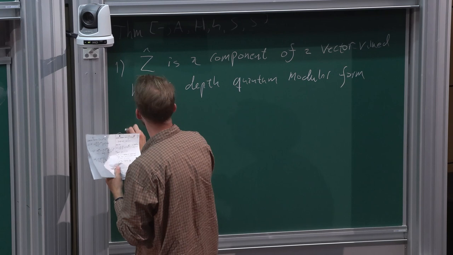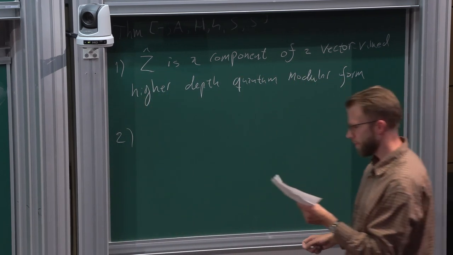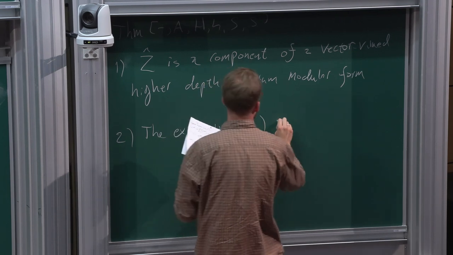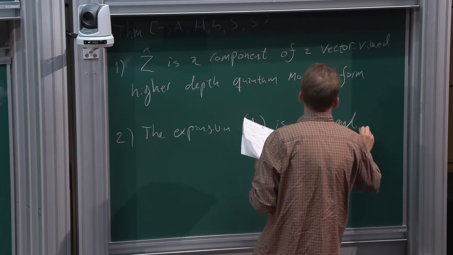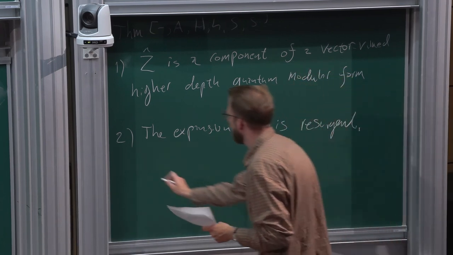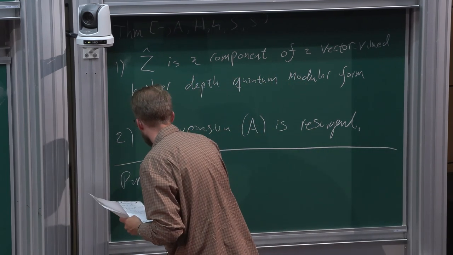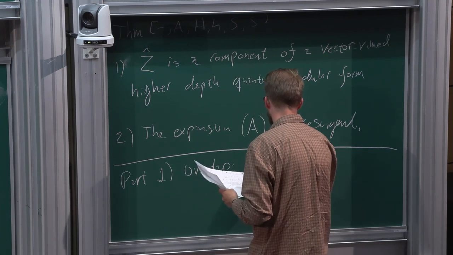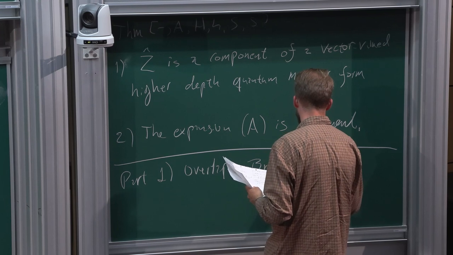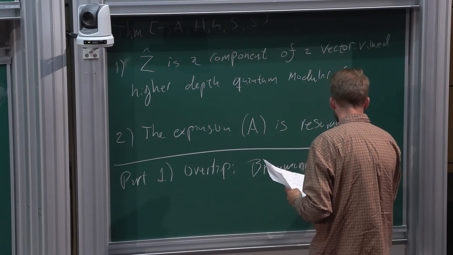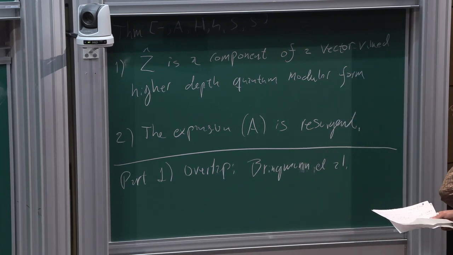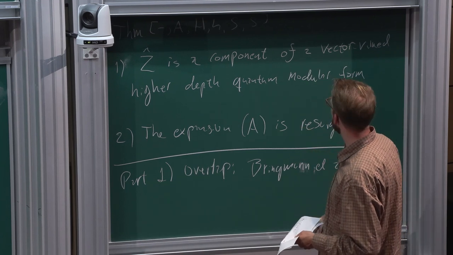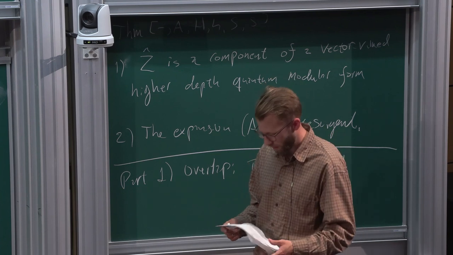And the second thing, it actually also follows from their methods that this expansion I called A is actually resurgent. Let me mention also that this part A, there is some overlap with works by Catherine Brinkman and some of her collaborators. And in these papers you can also find a proper definition of what is a higher depth quantum modular form. And if I remember correctly, they attribute the conjecture that Z hat had to be a quantum modular form to Sergei in one of their earlier papers.